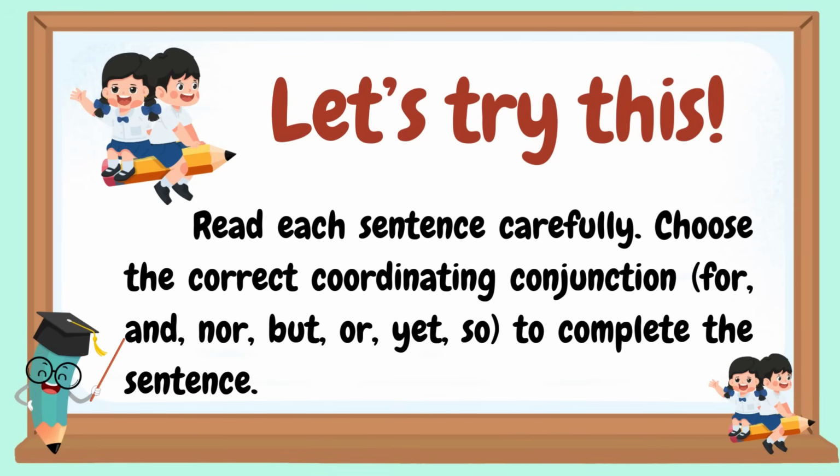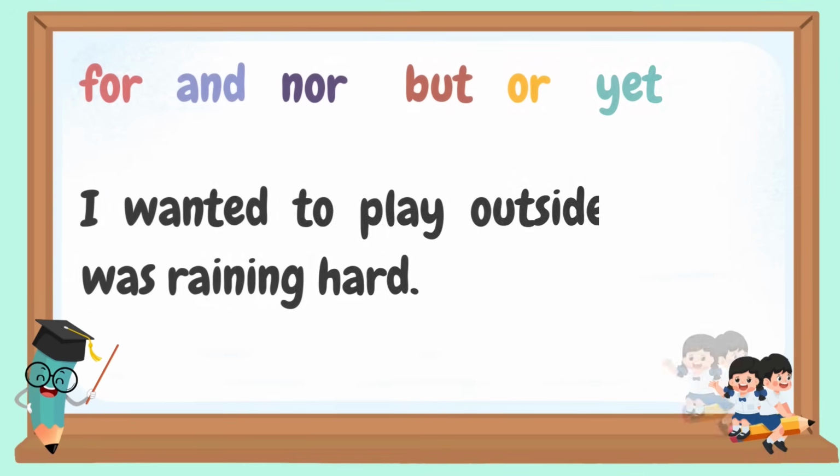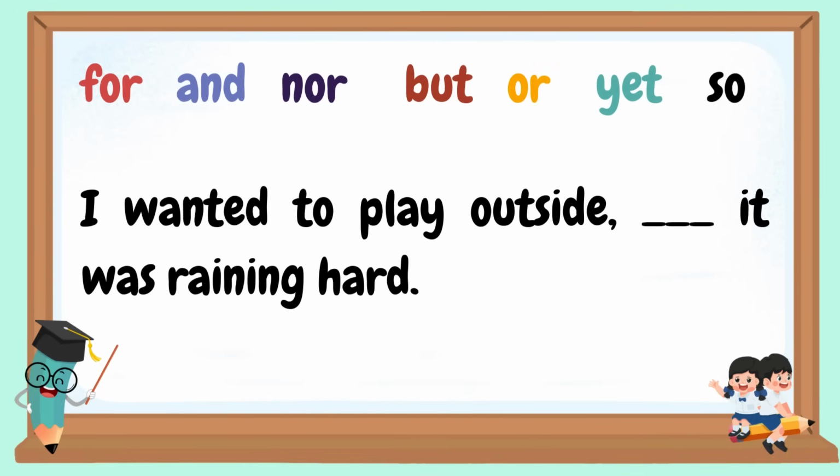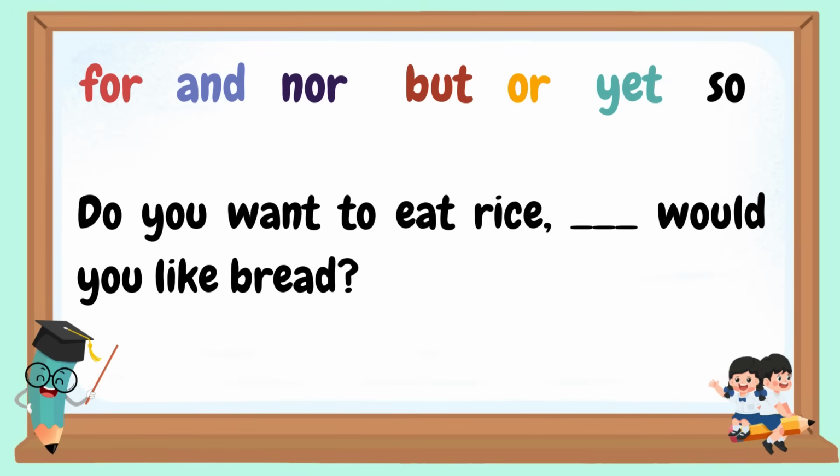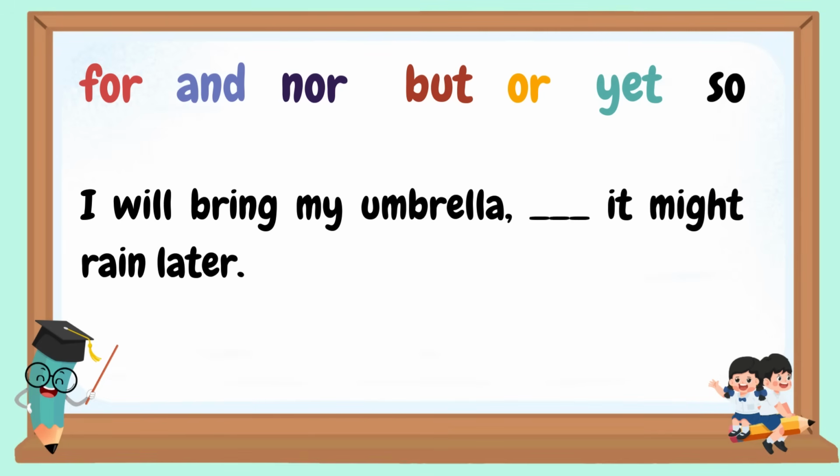Let's try this. Read each sentence carefully. Choose the correct coordinating conjunction to complete the sentence. I wanted to play outside, blank. It was raining. Maria likes to read. Blank. She also enjoys writing stories. Do you want to eat rice? Blank. Would you like bread? I will bring my umbrella. Blank. It might rain later.